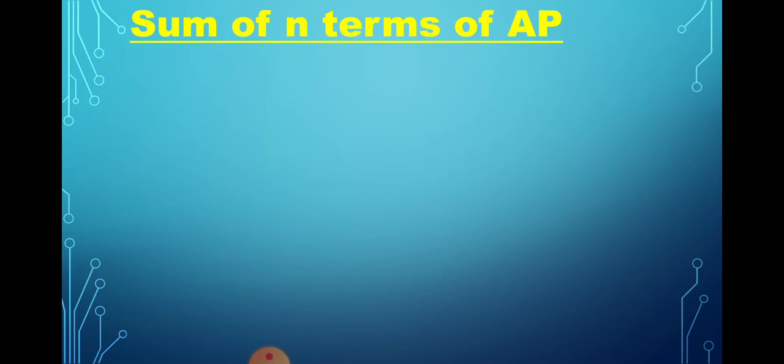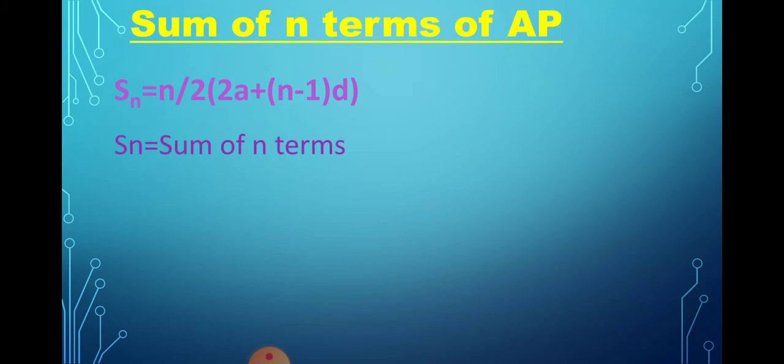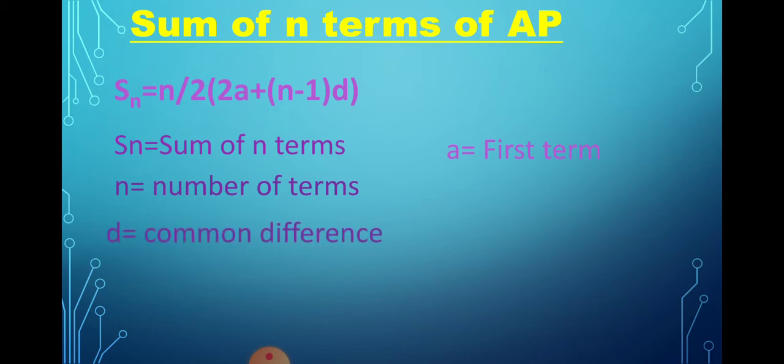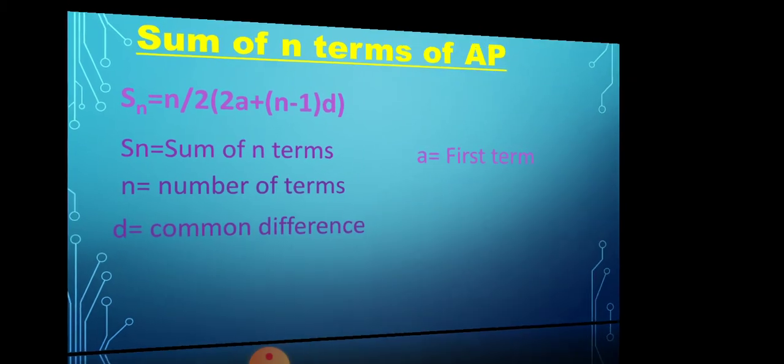Students, let us learn how to find the sum of n terms of an arithmetic progression. Here is the formula. Sn equals n by 2 into (2a plus (n minus 1) into d). In this formula, Sn equals the sum of n terms and n equals the number of terms. a is the first term and d is the common difference.